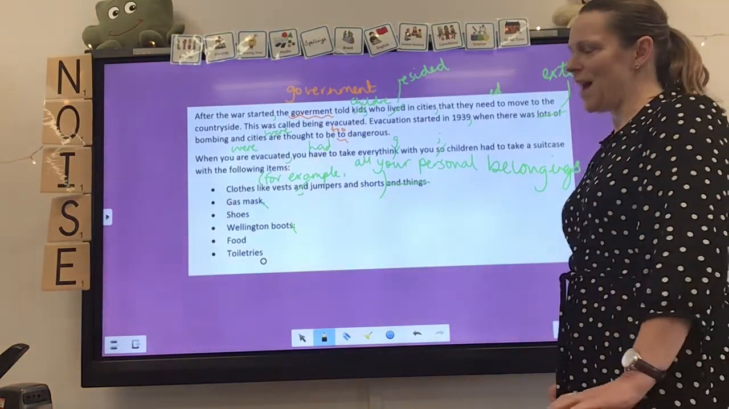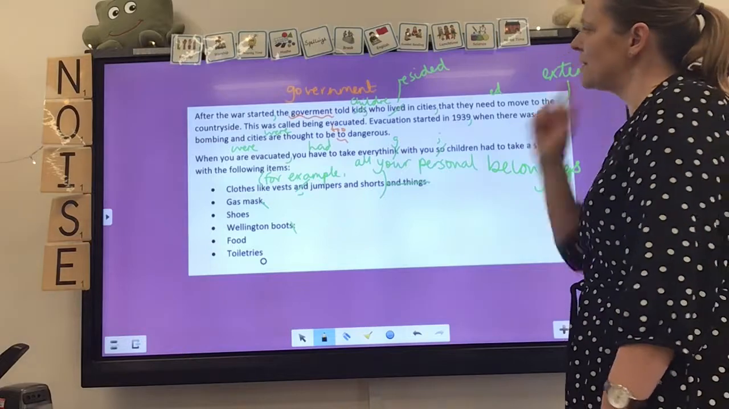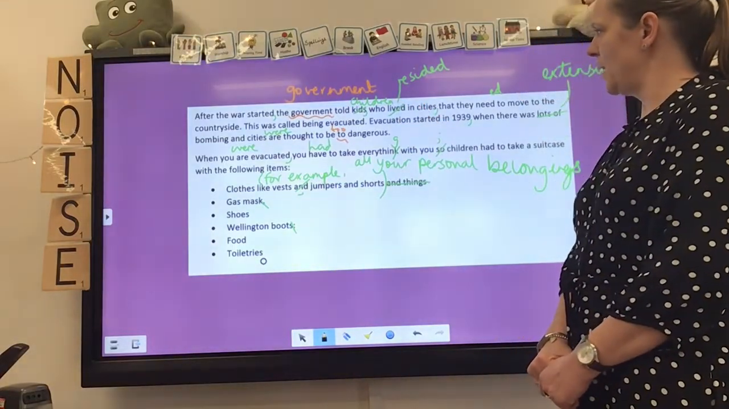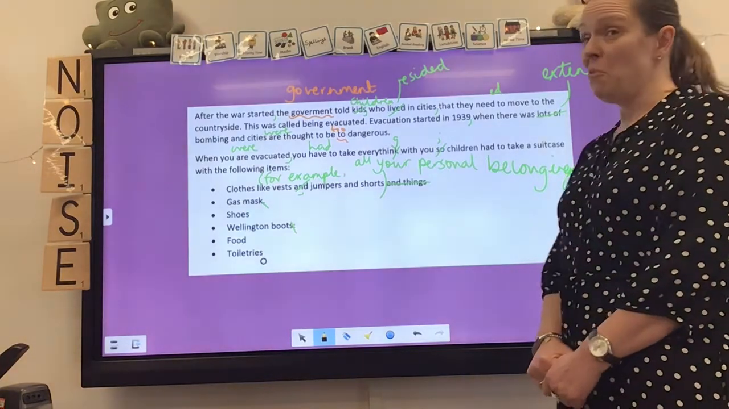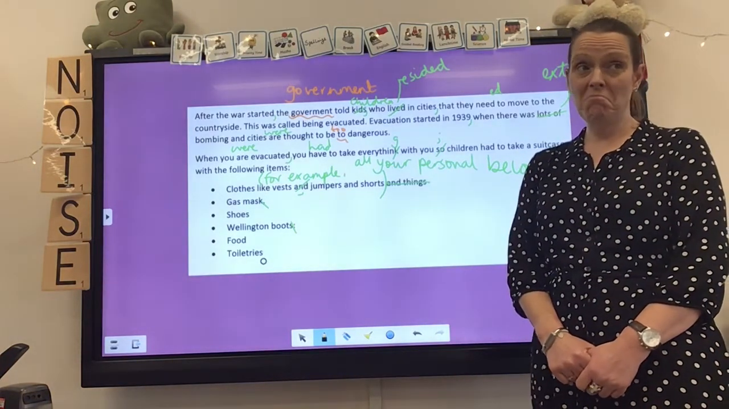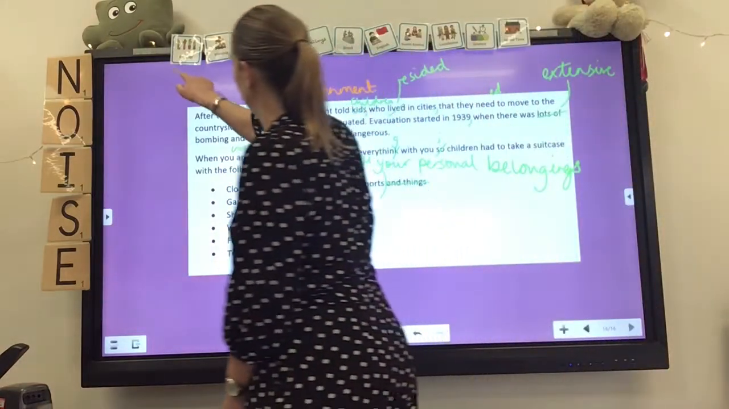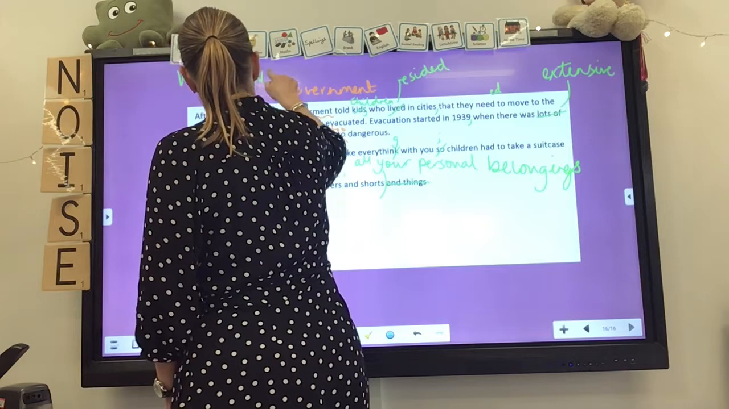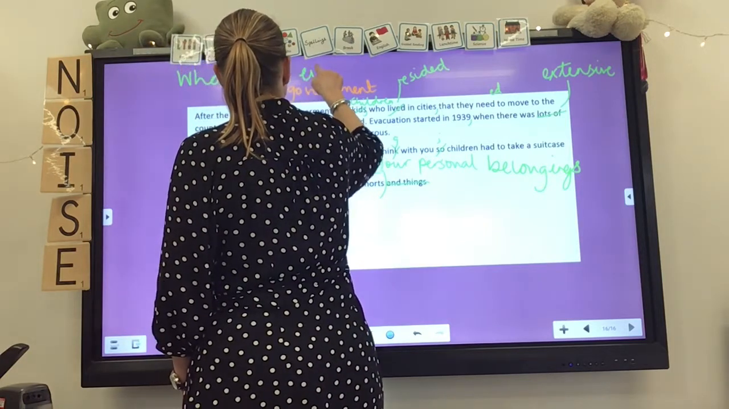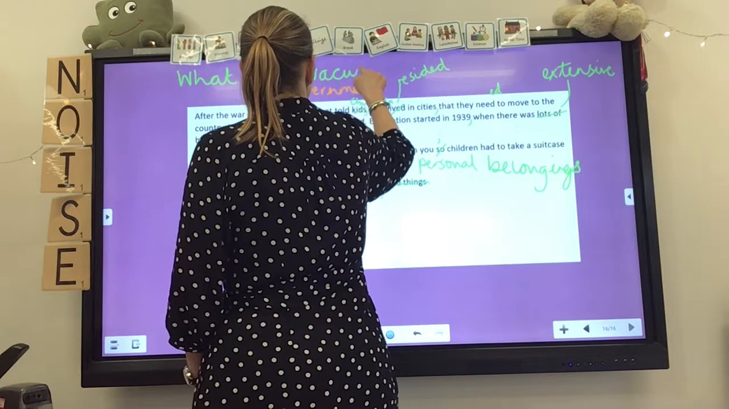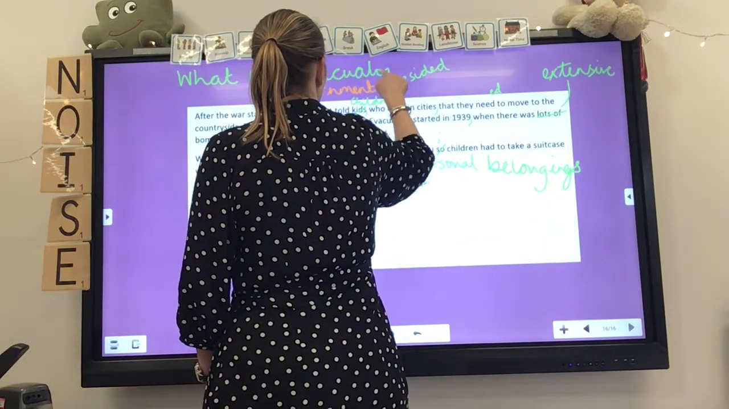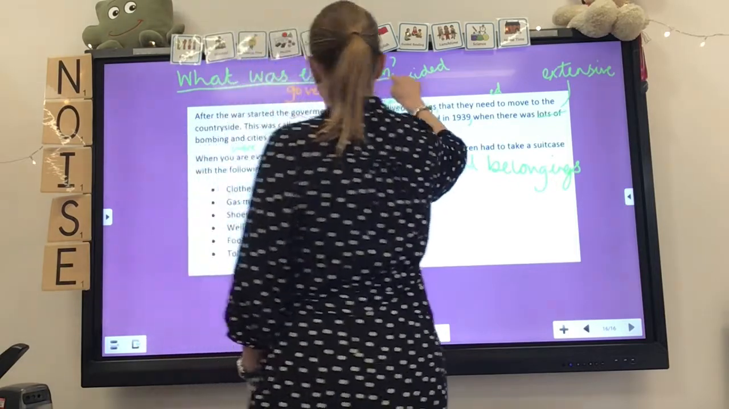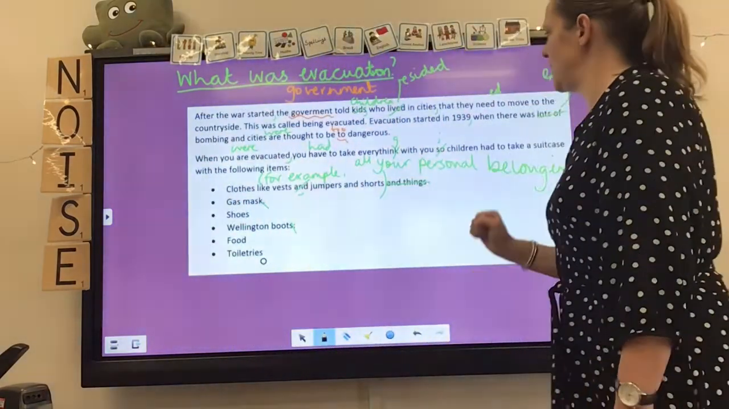And one thing we haven't got is a subheading for this. So what could our subheading be? Something on children. Could it be "What was evacuation?" I think that might be a good one. What was evacuation? Obviously using a ruler, not freehand like I have.